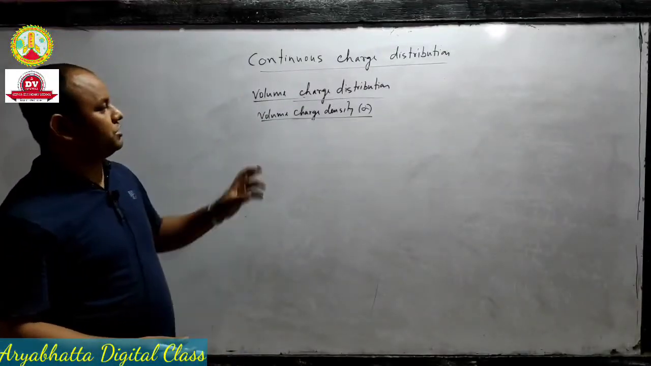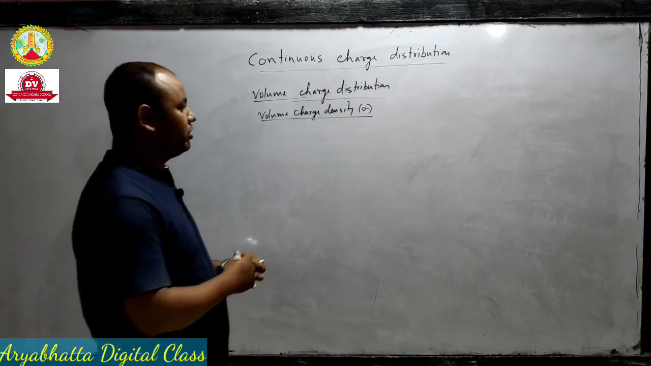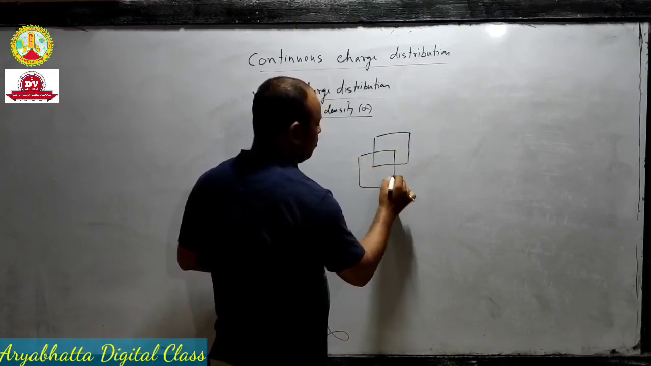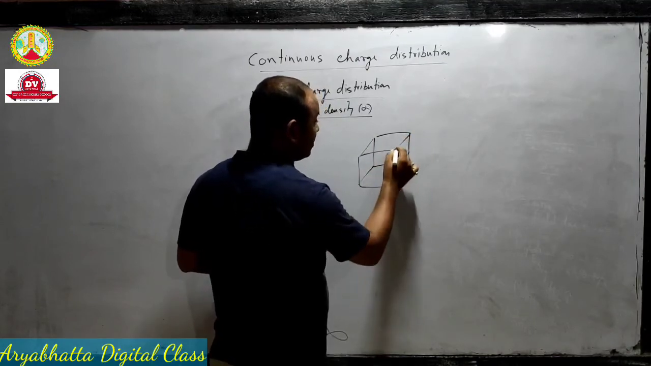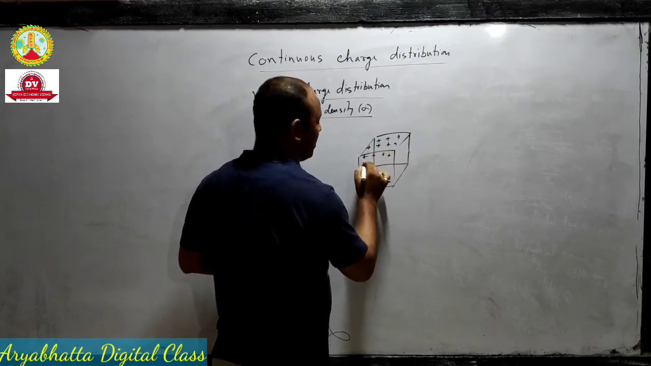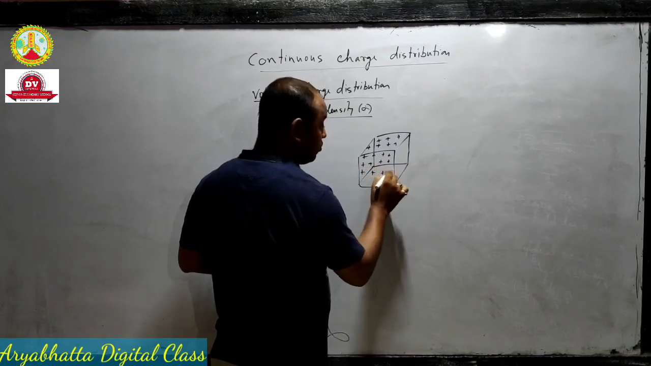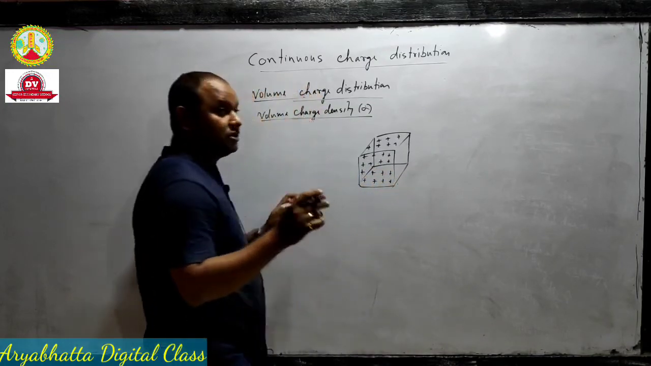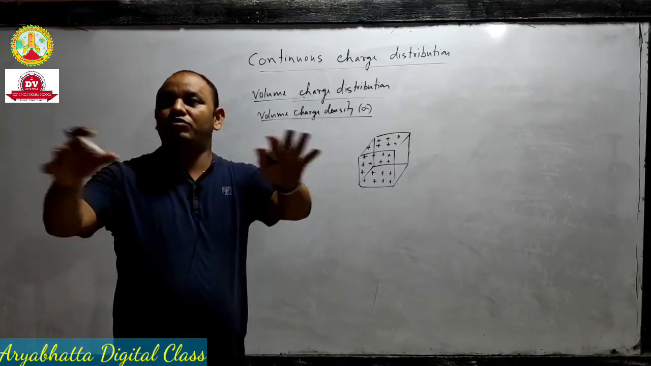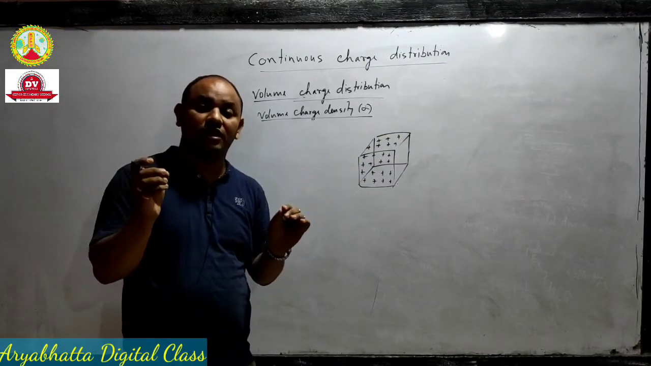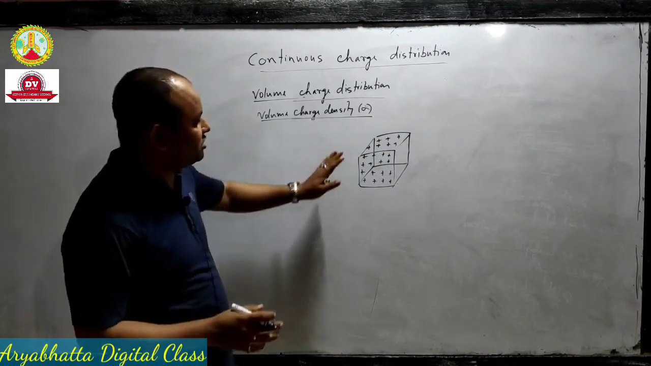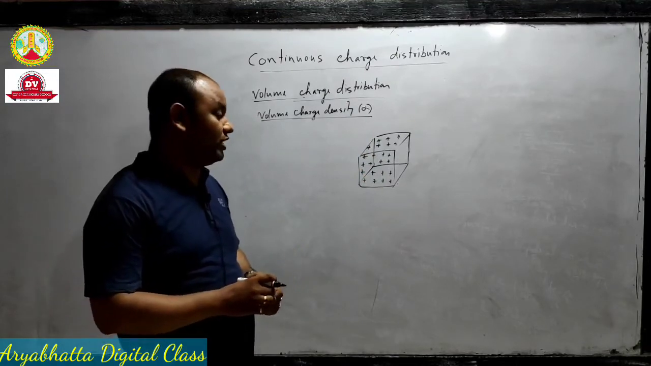Volume charge distribution is the charge contained on a three-dimensional body like a cube. Suppose this is a cube, and inside the cube the charges are uniformly distributed. This room can be considered as a cube. If you consider the air molecules as charges, then the charges are uniformly distributed over this volume.